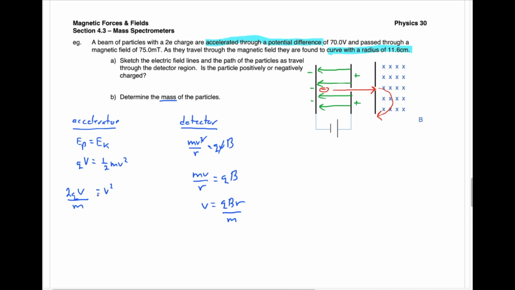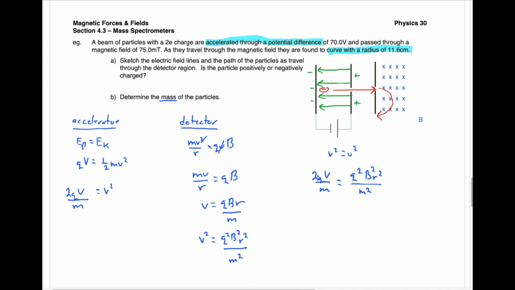Now I could basically take the square root of this and then have two v's, but then my first step is just going to be to square it anyway. And so our better pathway here is just to square this right away, and then we'll isolate v squared in both. So I get q squared, B squared, r squared, all over top of m squared. And then what I can do is I can make then those two v squareds equal to each other. And so that'll give me then 2qV all over m is equal then to q squared, B squared, r squared, all over top then of m squared.